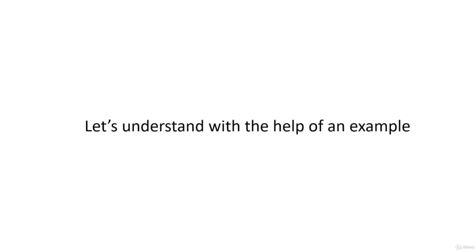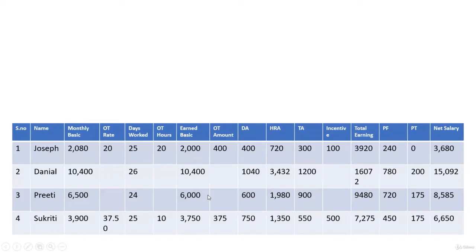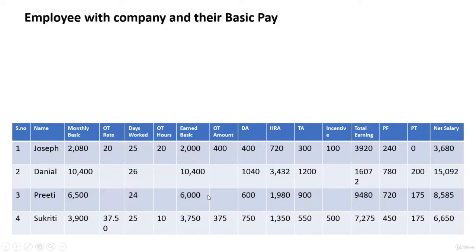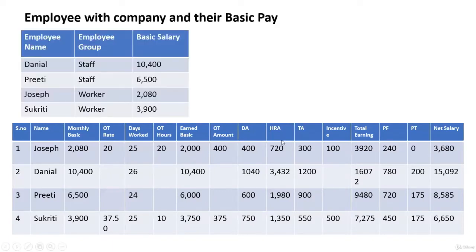Now the next, let's understand this with the help of an example. First of all, we have employees with the company and their basic pays are given here. See, we have 4 employees. Daniel and Preeti go under the group of staff, that may be the finance staff or any other staff, and Joseph and Sukriti are the workers. They are the laborers in our factory, helping in our production.